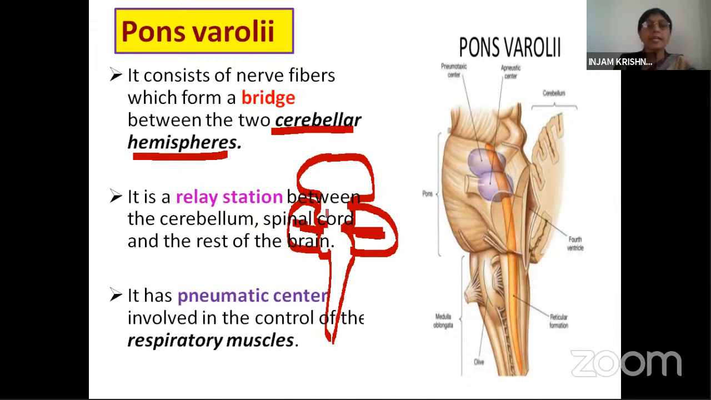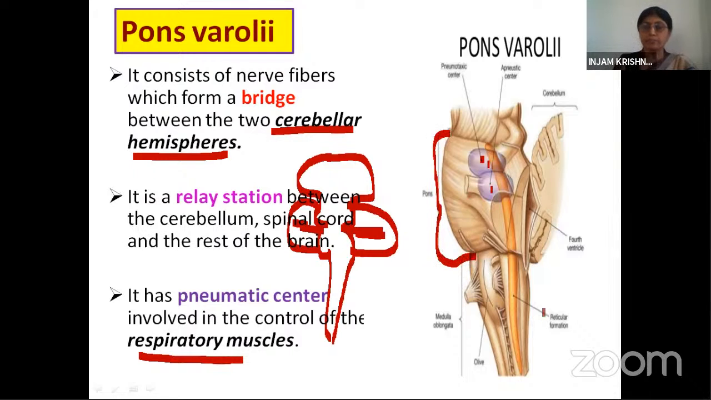It is a relay station between the cerebellum, spinal cord and the rest of the brain also. So all the stimuli and responses pass through it. That's why we call it a relay station. And one more important function it has. It has a pneumotaxic center. Pneumotaxic is related to the respiratory system. It is involved in the control of the respiratory muscles. These pneumotaxic centers control the respiratory muscles. This is the function of the pons varolii. Are you able to watch here? This is the pons. Yes.